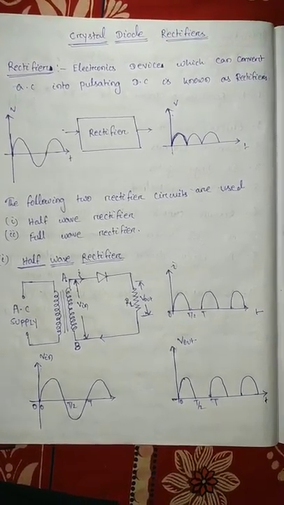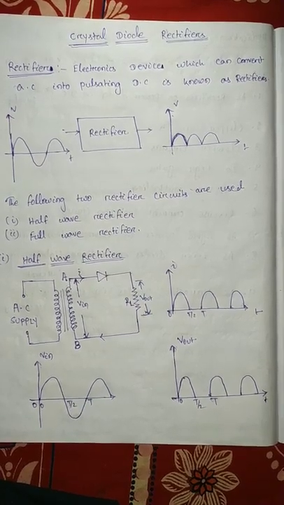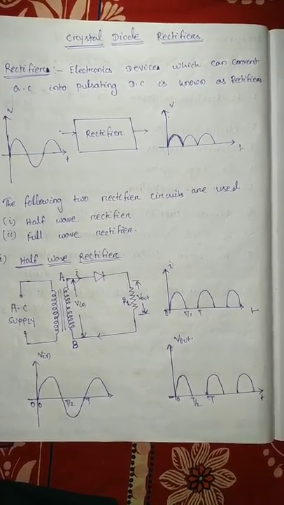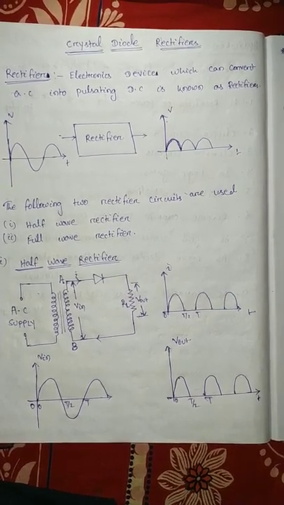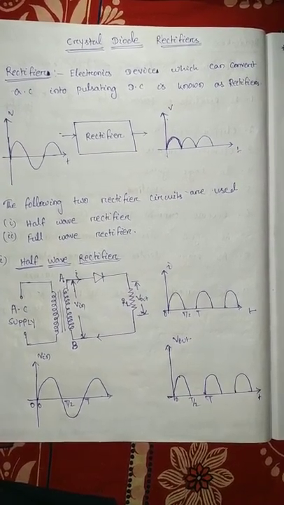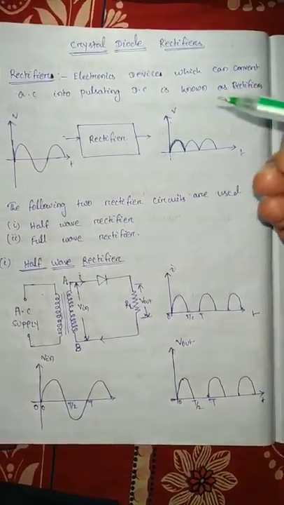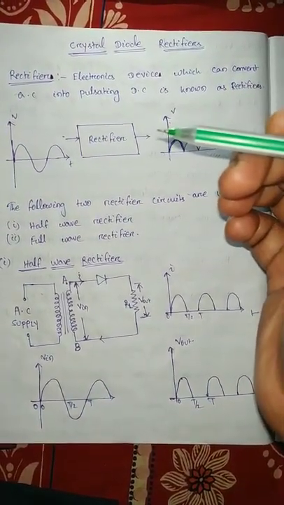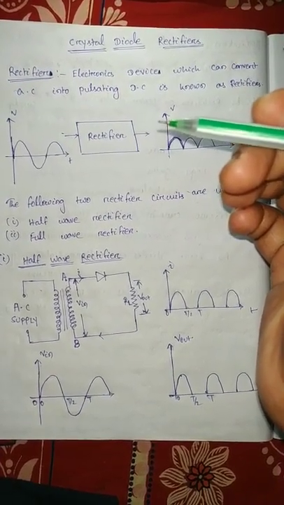Welcome everyone. In this video lecture, we'll learn about crystal diodes as rectifiers. As we have studied in an earlier video lecture, a diode conducts current in only one direction, and in the reverse direction it will not allow current to flow through it. This property of the diode is used in rectifiers.